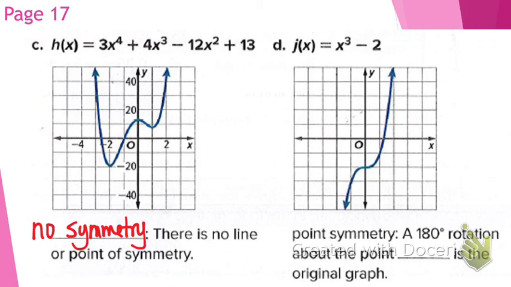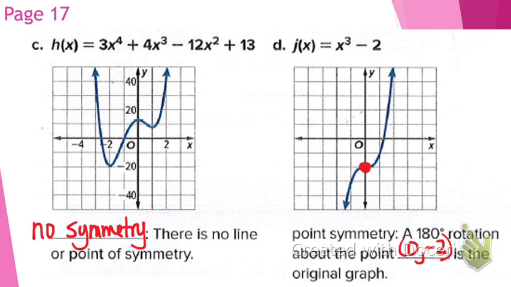This last one has point symmetry. Where do you think that point is? Because they didn't tell us. Sienna? 0, -2. Good job. Right here. That is my point of symmetry. If you were to take this and rotate it 180 degrees, it would look the same. So this graph has point symmetry, 180 degrees about the point, and the point is 0, -2. That is where we could rotate it, and it's going to match the original graph.